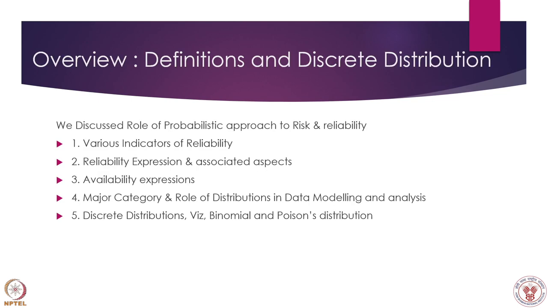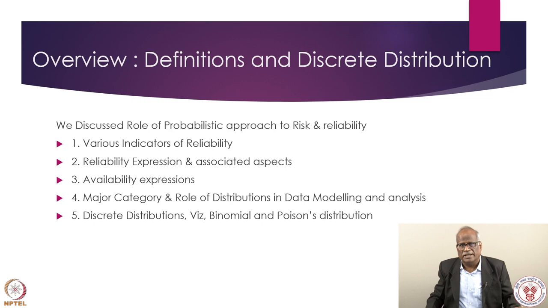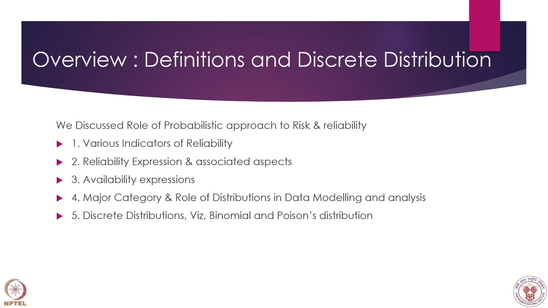If I have to give an overview of what we have discussed: the role of probabilistic modeling in risk and reliability. We have started distributions and will continue; we have discussed two discrete distributions, and in the next talk we'll discuss continuous distributions. We have studied various indicators, seen the availability expression, and discussed the major categories of distribution considered in risk and reliability modeling, basically the binomial and Poisson distributions. One more discrete distribution is the F distribution. I have not discussed this; I'll give a homework on what the F distribution is and how the probability is estimated. It's a very popular distribution, but I'm intentionally not discussing it. Let's keep it for home study. Thank you very much.